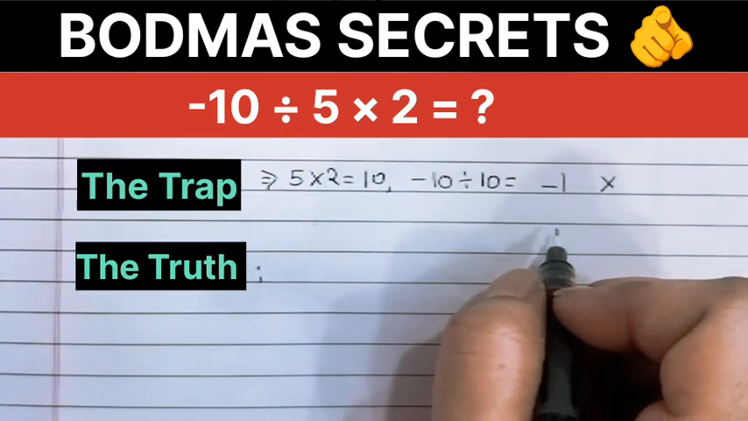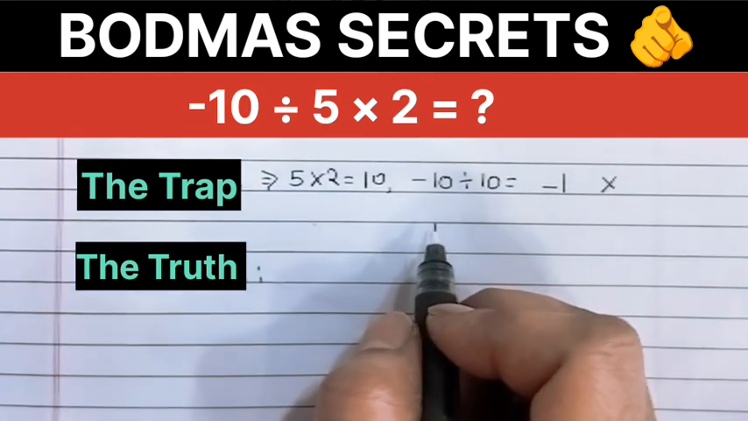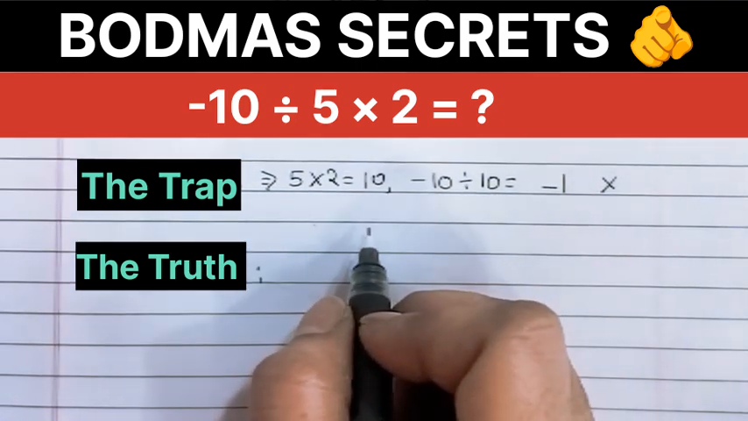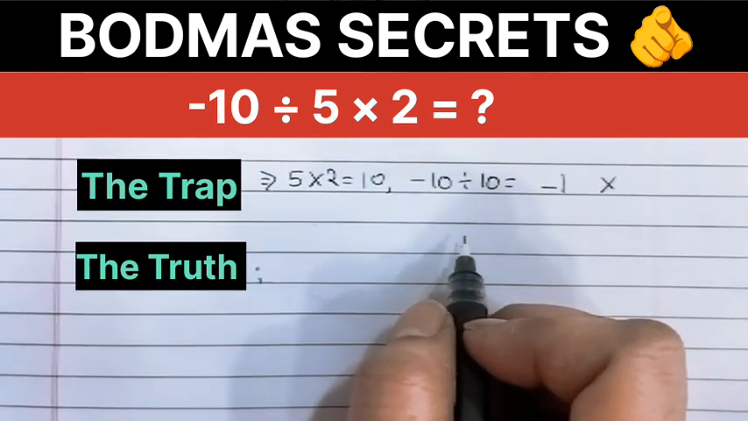Why is this wrong? Multiplication and division have equal priority. You cannot simply choose to multiply first because it appears later in the expression.